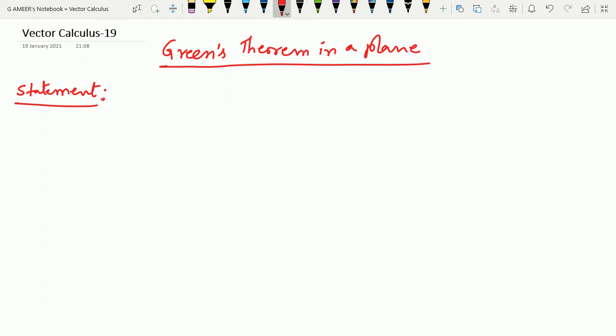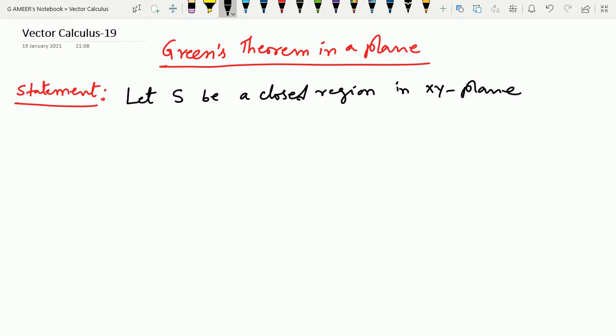Okay, so what this theorem says, let us first write the theorem statement. Let S be a closed region in XY plane enclosed by a curve, let us name it as C. This is the surface, some region which has a boundary we call a curve C.